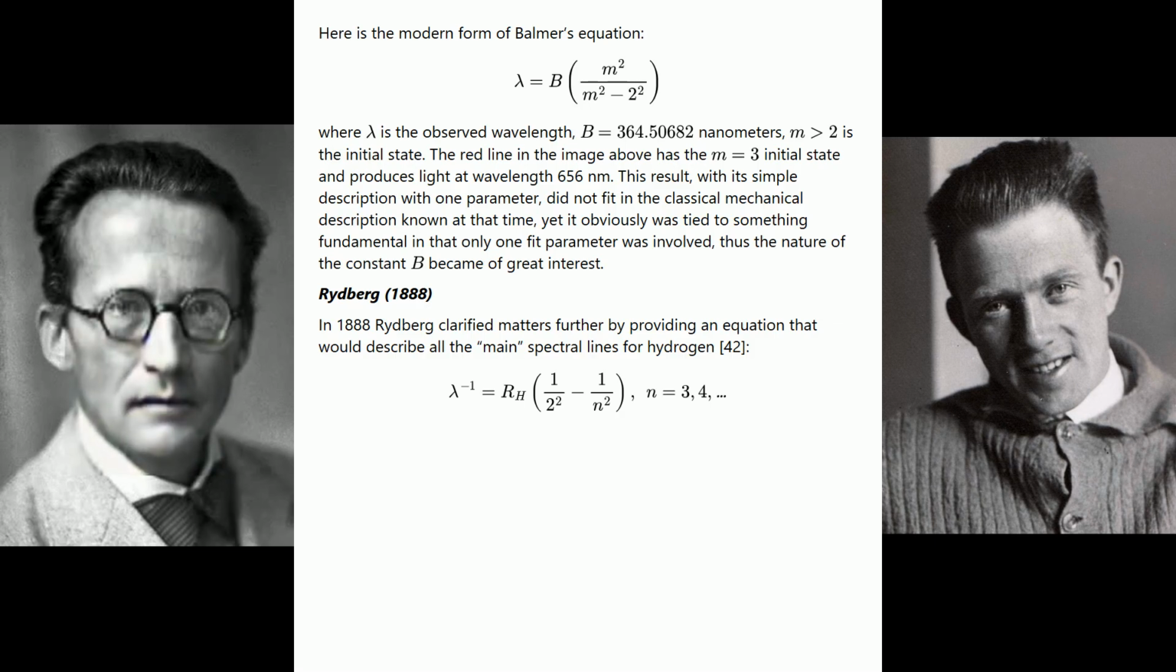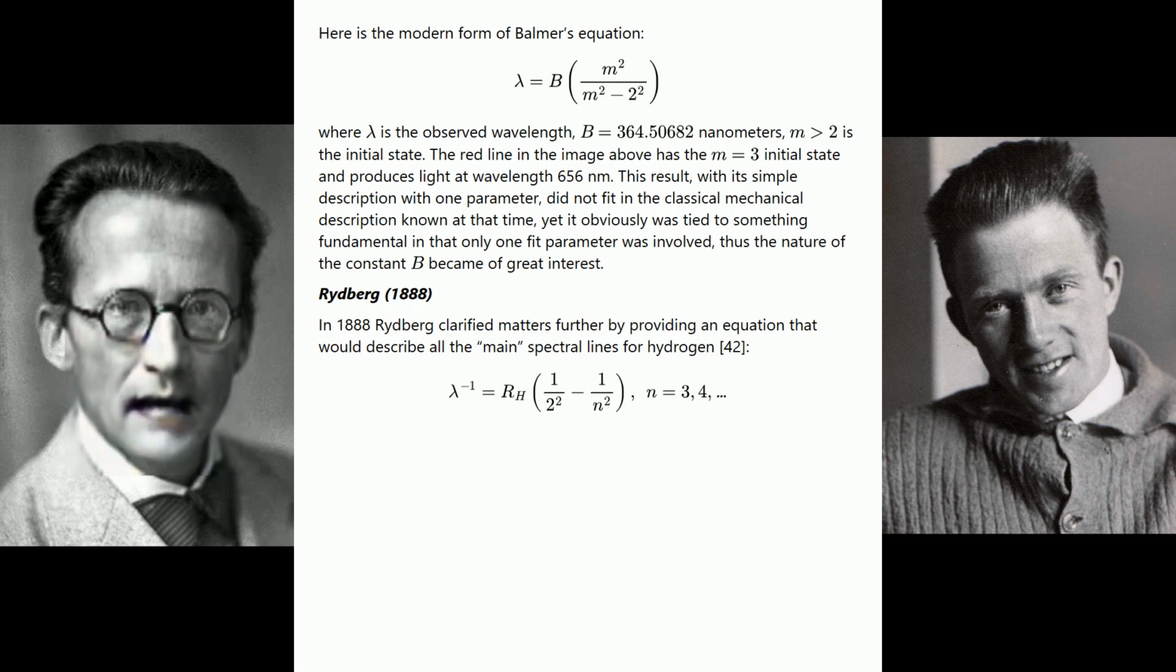See the next equation, where lambda is the observed wavelength, B equals 364.50682 nanometers, and m greater than 2 is the initial state. The red line in the image above has the m equals 3 initial state and produces light at wavelength 656 nanometers. This result, with its simple description with one parameter, did not fit in the classical mechanical description known at that time, yet it obviously was tied to something fundamental in that only one fit parameter was involved. Thus the nature of the constant B became of great interest.